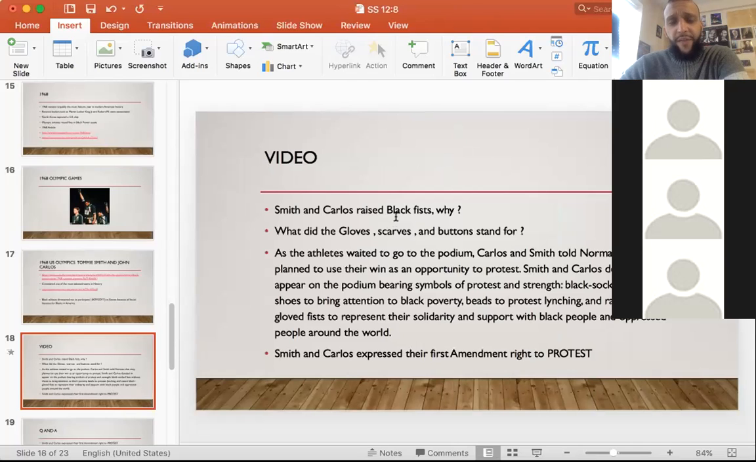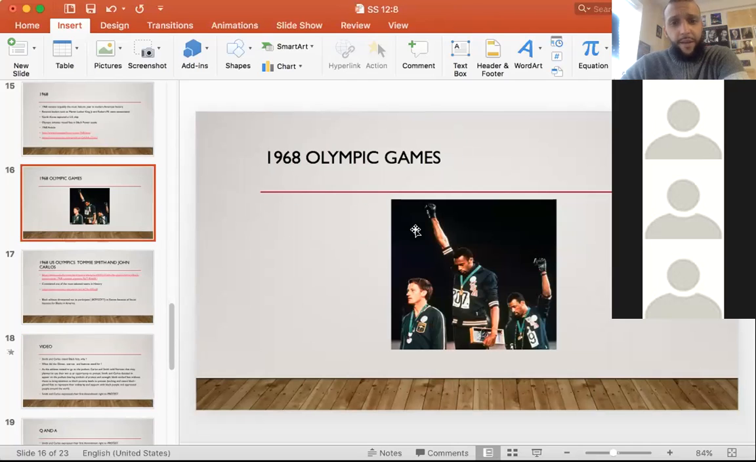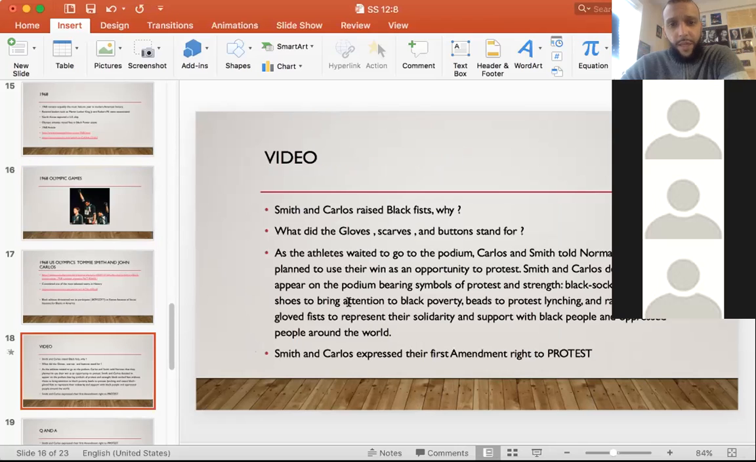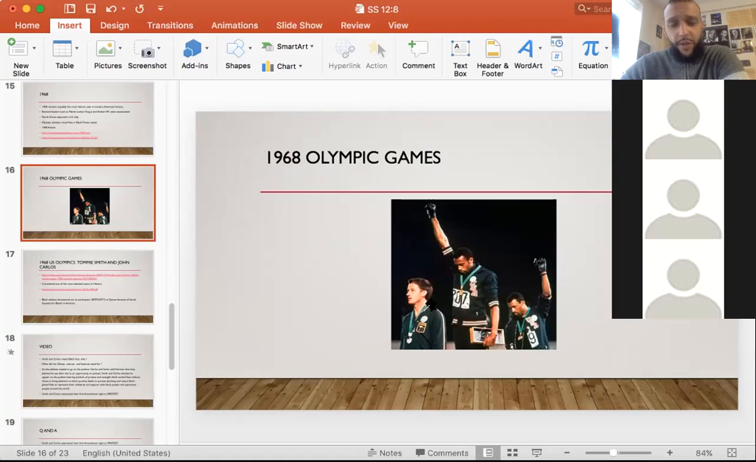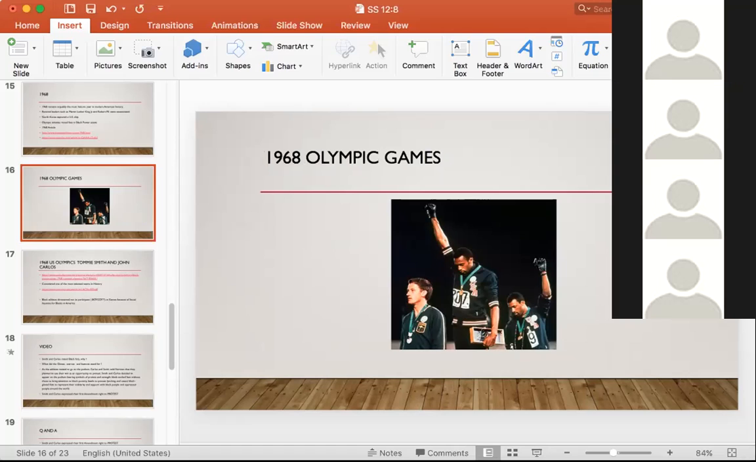Why did they raise the black fist? Well, on one hand, they wanted to correlate the power of black unity on the left hand. And on the right hand, it was solidarity with people who are suffering. As the athletes waited to go to the podium, and we saw the video where they were headed to the podium, they told this third guy here, I believe his name is Greg Norman, he was an Australian sprinter at the time, that they were going to use this opportunity to protest.